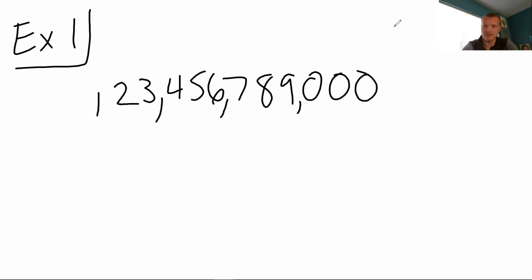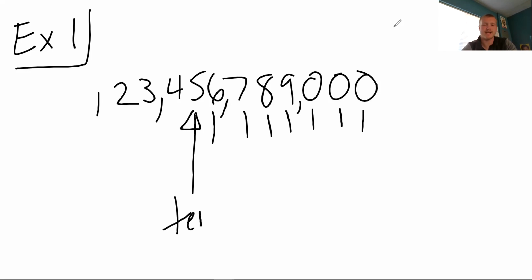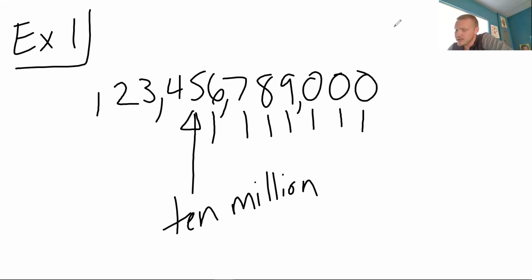And yeah, the millions. So ones, tens, hundreds, thousand, 10,000, 100,000, million. There's 10 million. 10 million would be the 5. So that's what we would do right there.